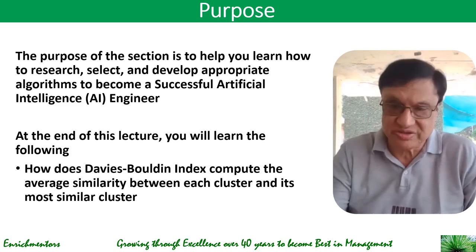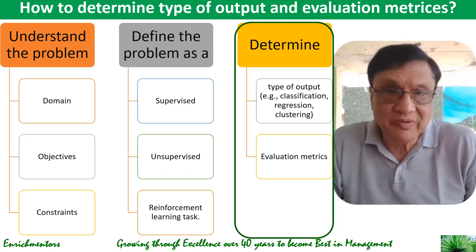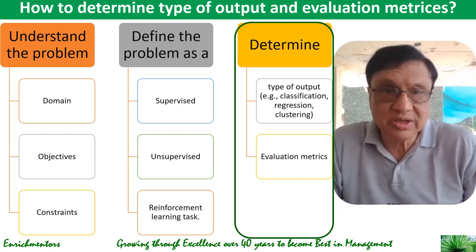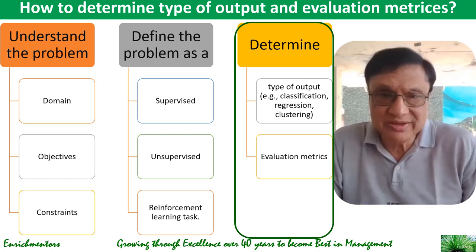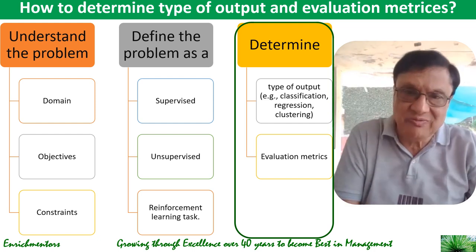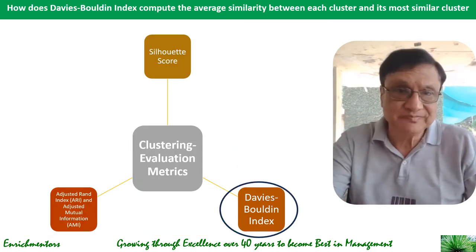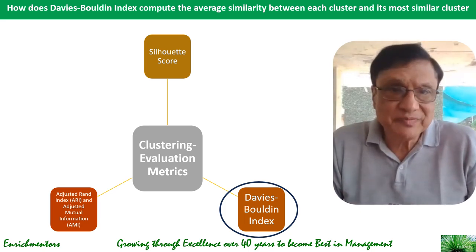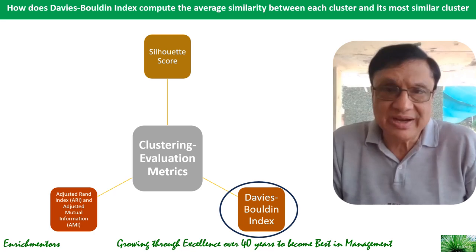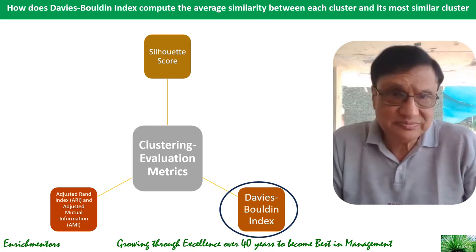We're talking about clustering. And to recap, we are in the middle of talking about how to determine the type of outputs in evaluation metrics. Particularly, we are talking about the clustering type of output and their evaluation metrics, the second being the Davies-Bouldin index. So, how does the Davies-Bouldin index compute the average similarity between each cluster and its most similar cluster?